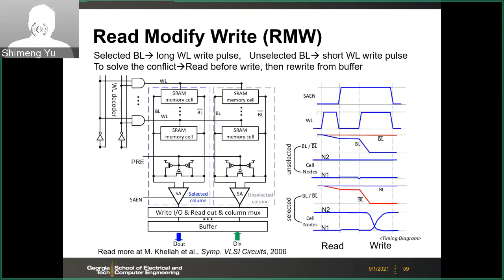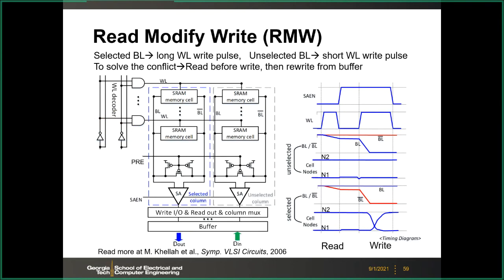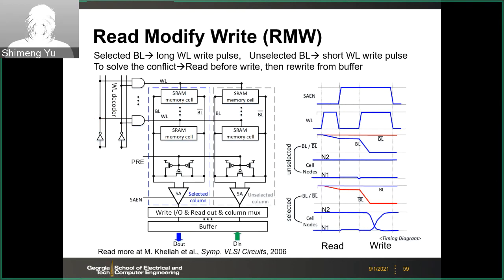And then here there's a read modify write operation. I will not discuss this in much detail because this is one of your homework. You are going to read this paper and figure out what this read modify write is. In a few simple words, this is to resolve the conflict between selected column and unselected column during the write operation.